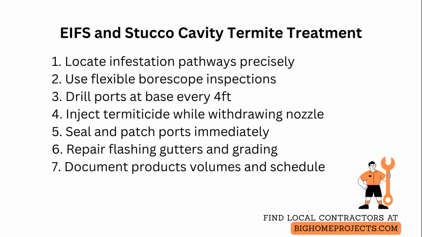Address underlying moisture by repairing flashing, gutters, downspouts, and grading to direct water away from the wall. Caulk and seal penetrations and replace deteriorated sheathing to remove conditions that attract termites. Finally, document treatment locations, product names, and application volumes, and schedule a follow-up inspection within 6 months to verify efficacy and detect any reinfestation early.